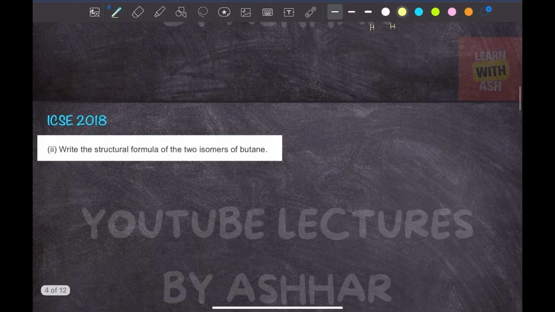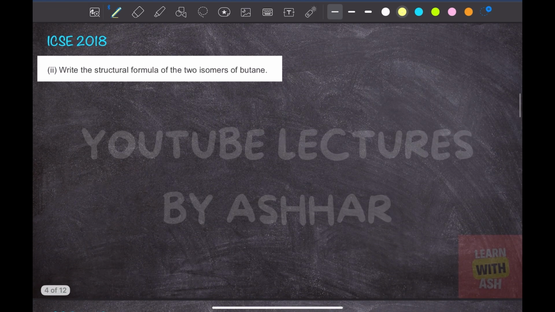Moving on with the ICSE 2018 question, in this particular question they have asked us to write the structural formula of two isomers of butane. So for this we will be starting off with the first, that is normal butane, and for that we will be drawing the normal structure. So the remaining bonds will contain the hydrogen atoms. So this is simply the first isomer of butane.